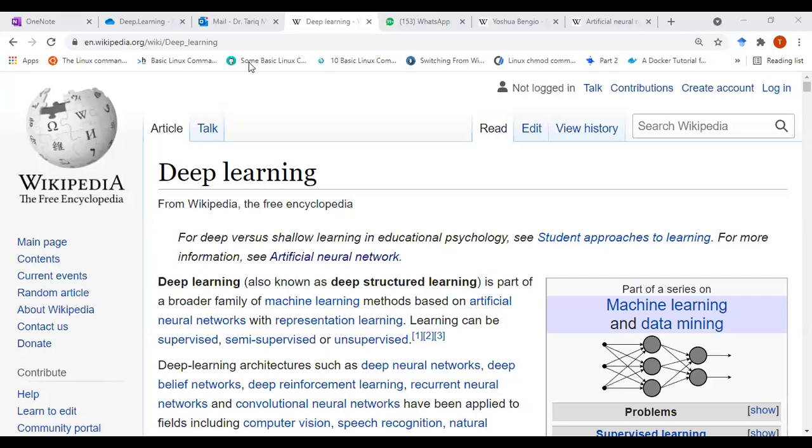So we have seen the applications now. I think you understand basically what it is doing. Deep learning is part of a broader family of machine learning methods based on artificial neural networks with representational learning. Now you understand what this is all about. Learning can be supervised, semi-supervised or unsupervised, as in the case of machine learning.